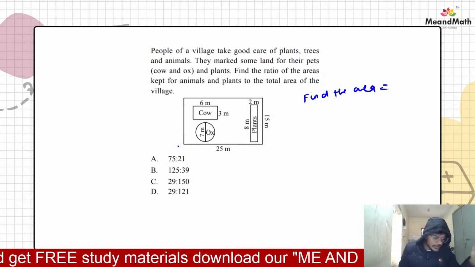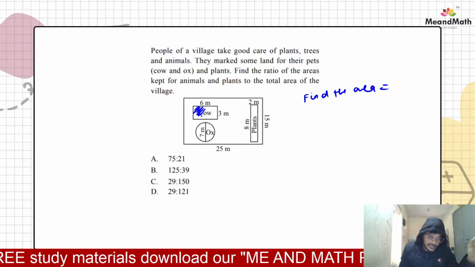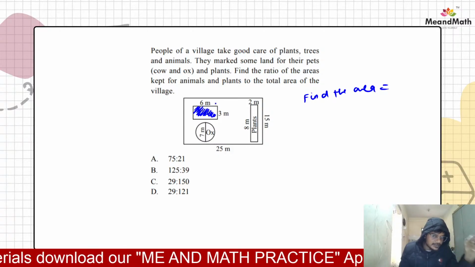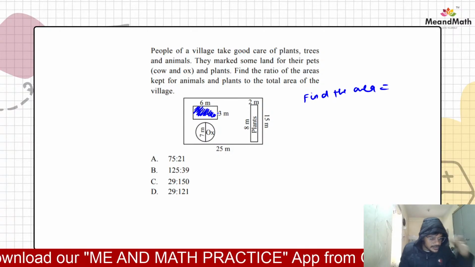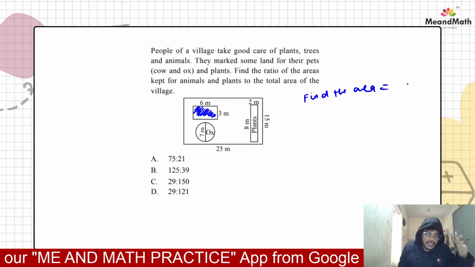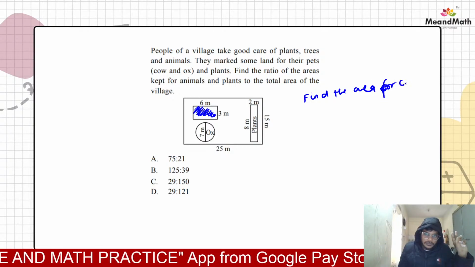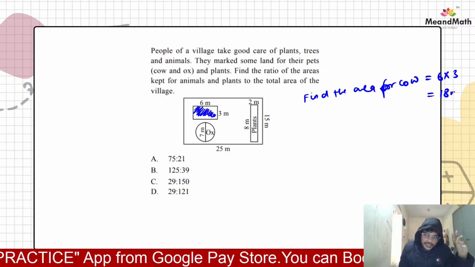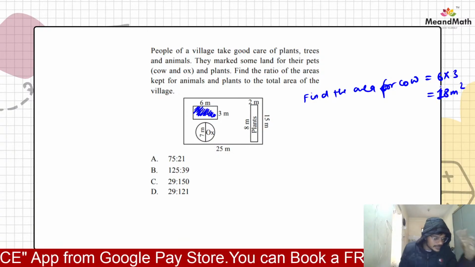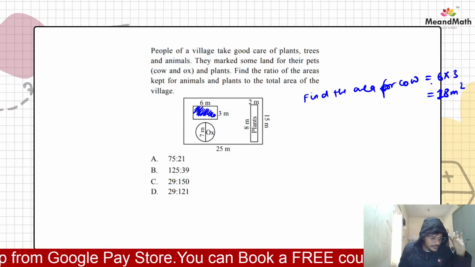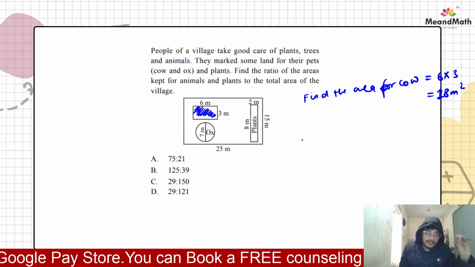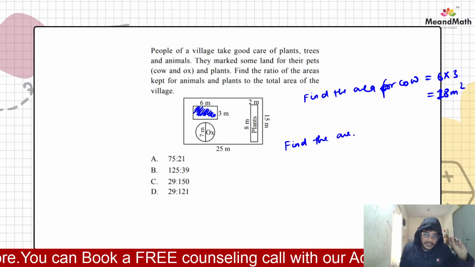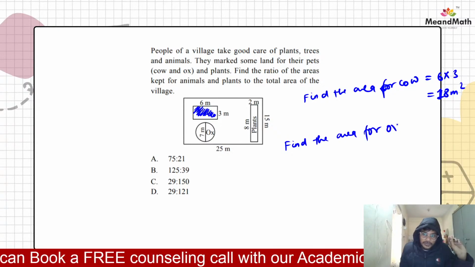And where is your cow? Here, right? This is the area for cow, right? This is a rectangular shape. The length is 6, the breadth is 3. Is this clear? So the area for cow would be equal to 6 into 3, that is 18 meter square. Is this clear or not? First tell me this. If this is clear, then try to find the area for oxen.